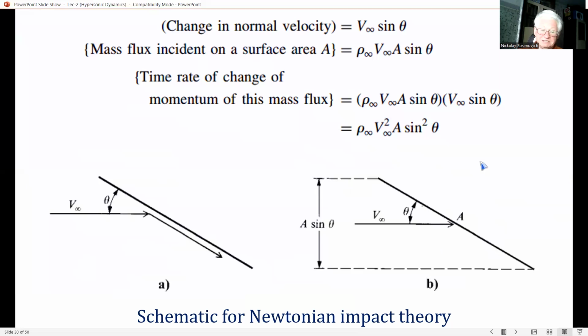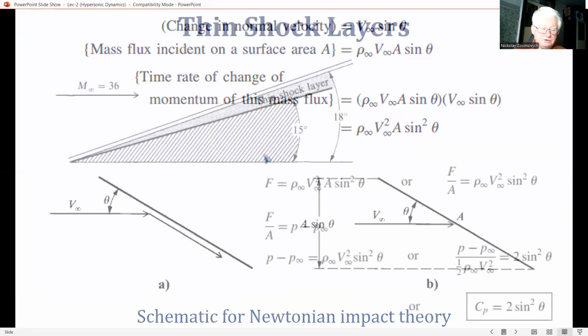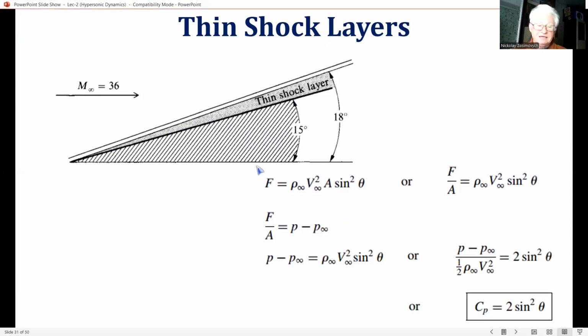of the free stream. And from this figure, we see that from Newton's second law, the time rate of change of momentum is equal to the force F exerted on the surface. So rho times v squared times area times sine squared theta. Or we may rewrite this expression in this form. F over area is proportional to rho times v squared sine squared theta.